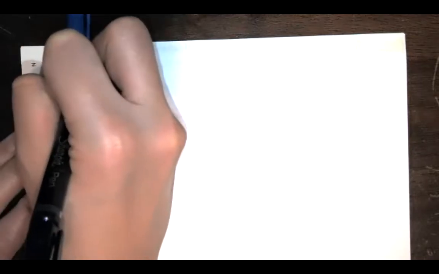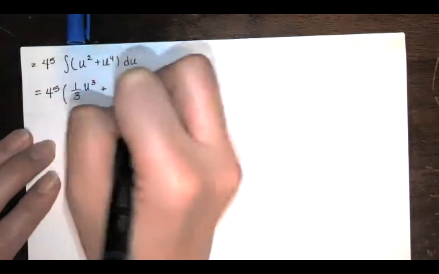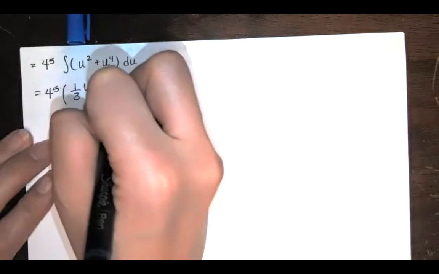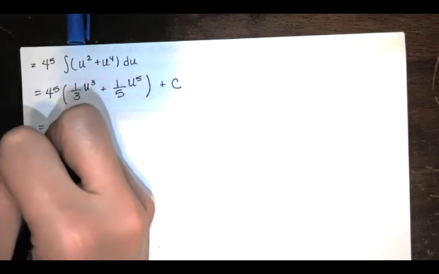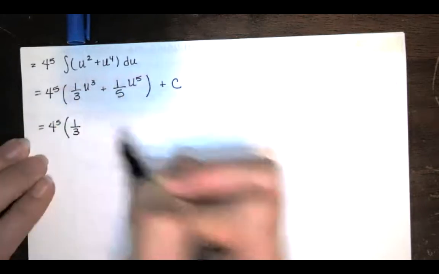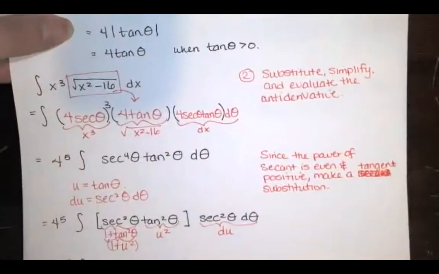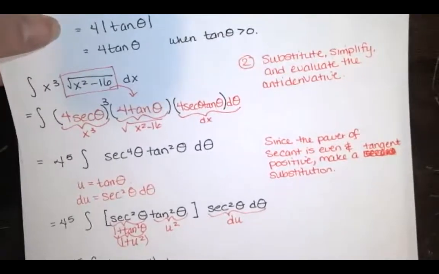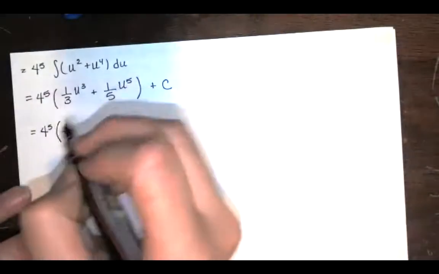So we've got 4 to the 5th, and the antiderivative of u squared plus u to the 4th du. Now I want to add 1 to the exponent and divide by the new exponent for both of these. Don't forget to add c. And then remember what u is. u was tangent of theta whenever we did this trigonometric integration problem. So we back substitute.